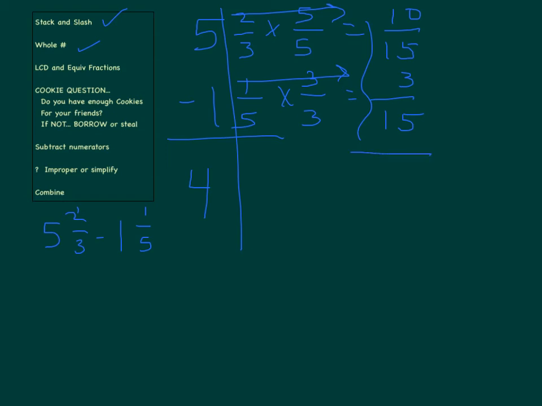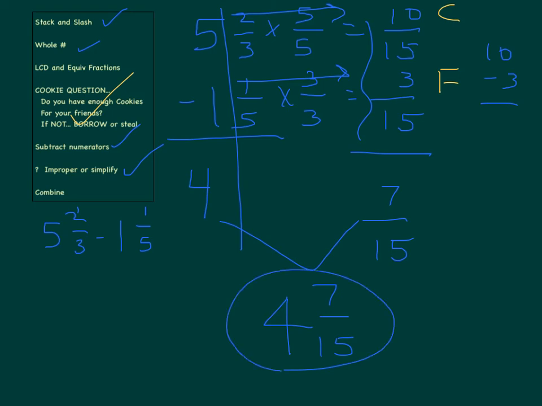Now I ask my cookie question. I have 10 cookies and 3 friends coming over. 10 minus 3. Yes, I have enough. Okay, so now I'm going to subtract. And I've got 10 minus 3, which gives me 7/15. 7/15 is not improper, and I cannot simplify. So now I go to the combine, and I get 4 and 7/15.